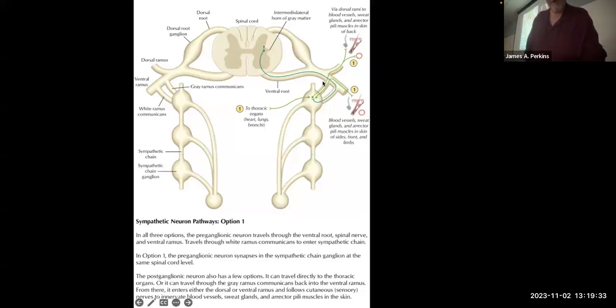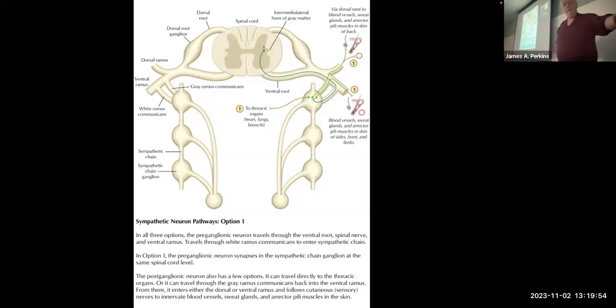Okay, so these postganglionic neurons, like I say, are going to pass through this thing called a gray ramus communicans back into the spinal nerve. And at this point, even these guys have a choice. Some of them are going to travel through the ventral ramus, following the sensory branches of the ventral ramus out to one of the dermatomes.